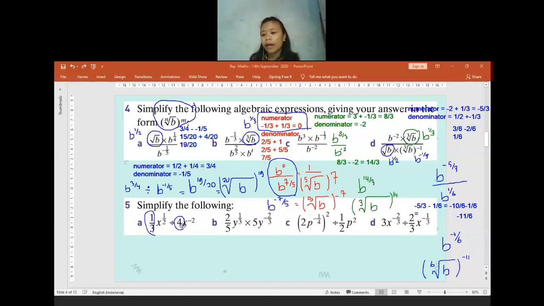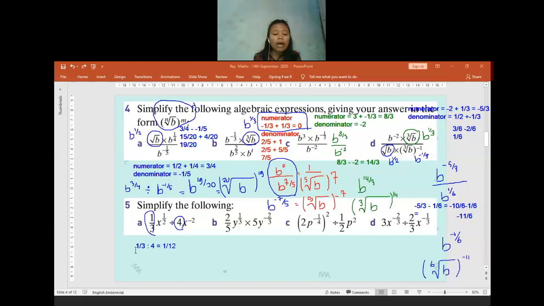We have 1 per 3 divided by 4. So we simplify from the number. From the number we have 1 per 3. I use the ratio symbol for division because I have no division symbol in WebEx. So 1 per 3 divided by 4, we will have it as 1 per 12. This is for the number when we simplify.